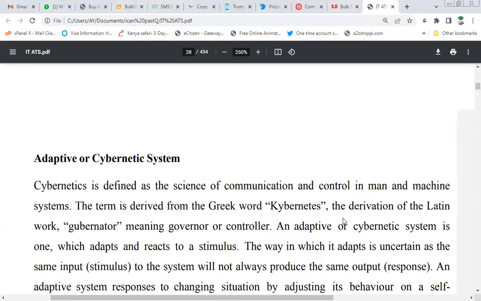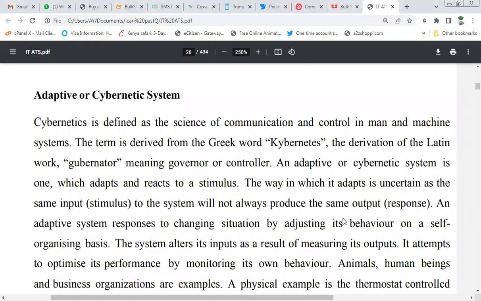So let's go to adaptive and cybernetic. When you talk of adaptive, you talk of adaptation. You talk of the ability to change when the weather changes or when the situation changes, how you adapt to the situation you find yourself. That's the adaptive or cybernetic system. So a cybernetic system is defined as a science of communication and control in man and machine systems. The term is derived from the Greek word kybernetes, the derivation of the Latin word gubernator, meaning governor or controller.